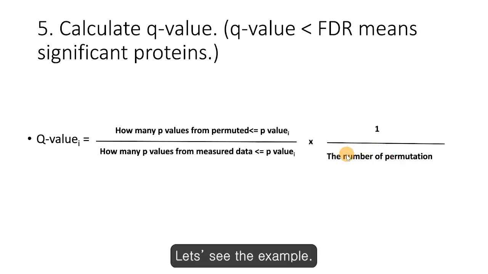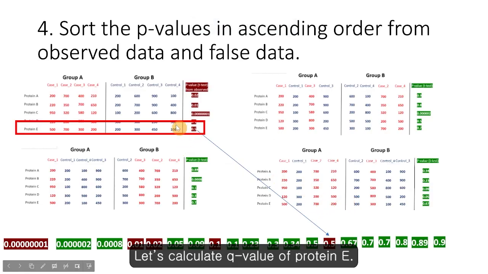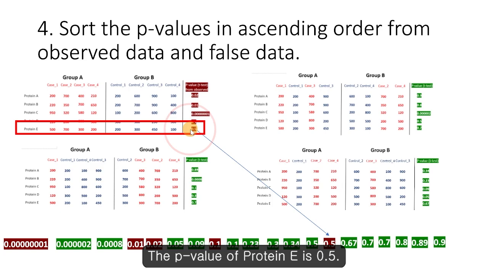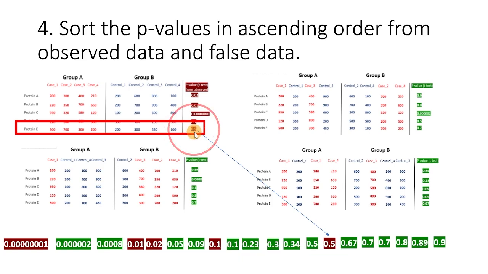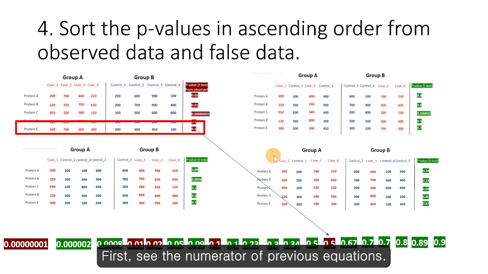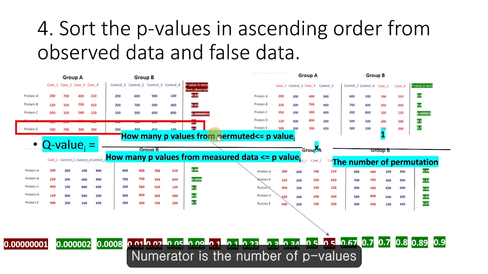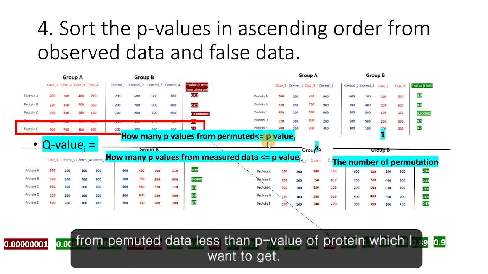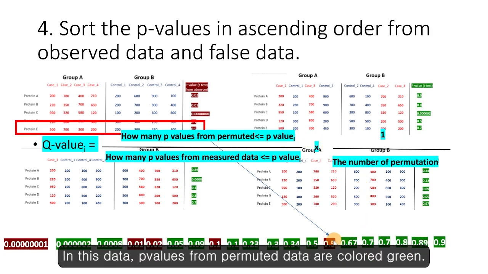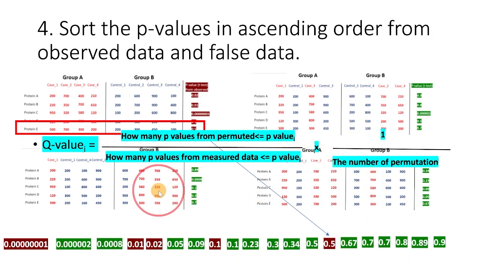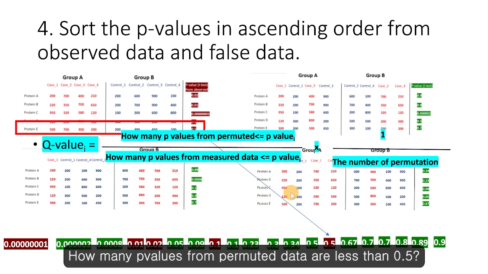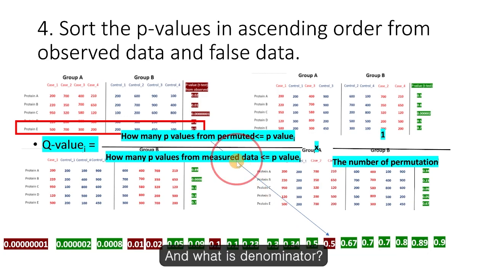Let's see the example. Let's calculate the Q value of protein E. The p-value of protein E is 0.5. First, see the numerator of the previous equation. The numerator is the number of p-values from permuted data less than the p-value of the protein which I want to get. In this data, p-values from permuted data are colored green. How many p-values from permuted data are less than 0.5? 1, 2, 3, 4, 5, 6, 7, 8, 9. 9. And what is the denominator?